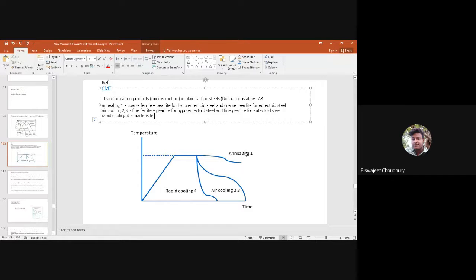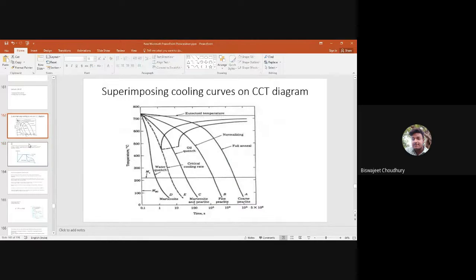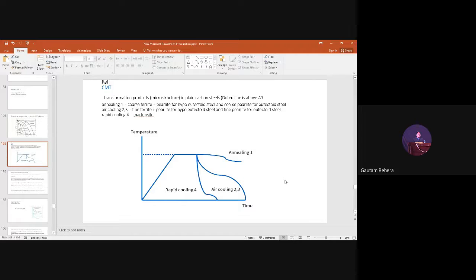Vishwajit, how are you saying that during annealing it will form martensite? Before, I have shown you this image, and you are telling that in annealing it is forming martensite.